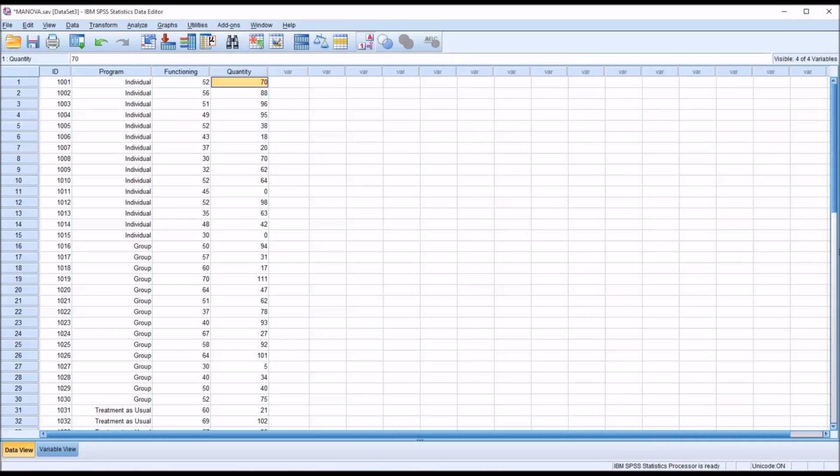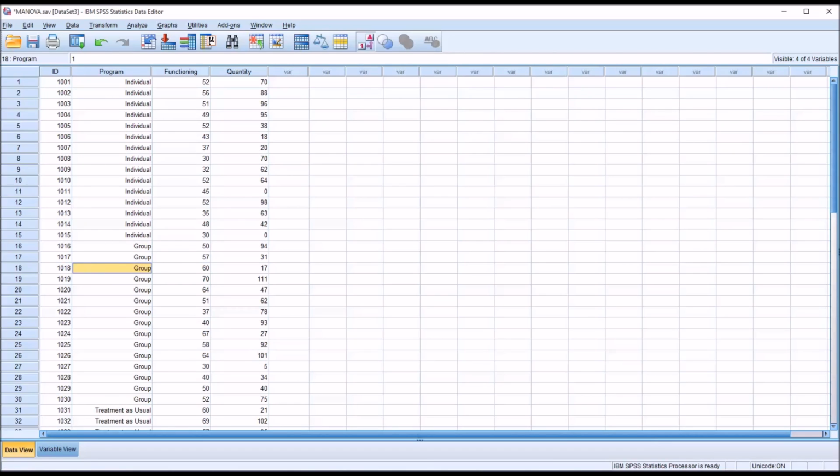You need to have at least one independent variable, and you can have more than one. That independent variable must have two or more categorical groups. You can see we meet that assumption with program. We have individual therapy, group therapy, and the treatment as usual. The observations need to be independent, and you need to make sure you have a sufficient sample size. Specifically, you need to have a minimum number of samples for each level of the independent variable.